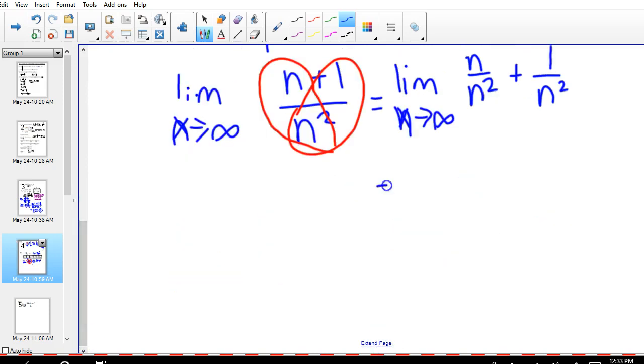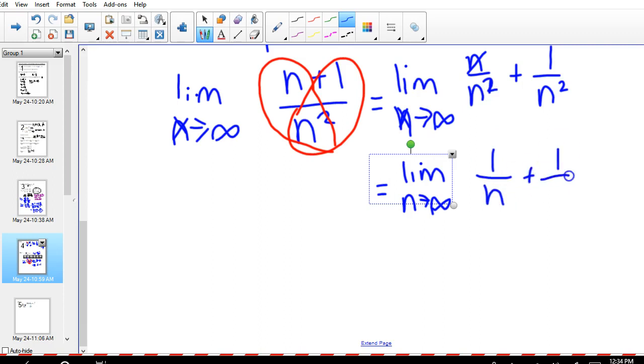So if we simplify that, this is the limit as n approaches infinity of one of the n's will cancel here, which will leave you with 1 over n plus 1 over n squared. Okay, so Harper, what is the limit as n approaches infinity of 1 over n? It is 0. And Justice, what is the limit as n approaches infinity of 1 over n squared?